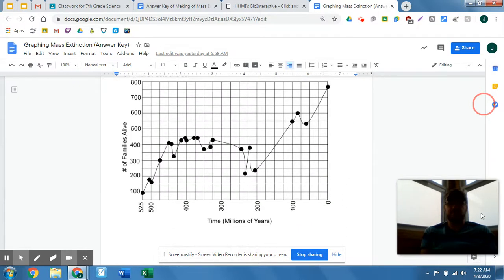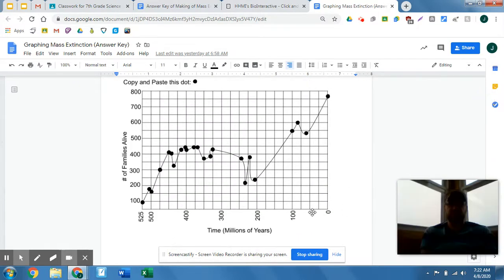So if we take a look at the graph, I connected it with a curvy line, so it looks a little goofy every once in a while because of the way the computer curved it. But otherwise, I just connected the dots from left to right. So what we notice is occasionally the families go down, which is when we would have our mass extinctions. So we have a mass extinction there, another one here, another one there.